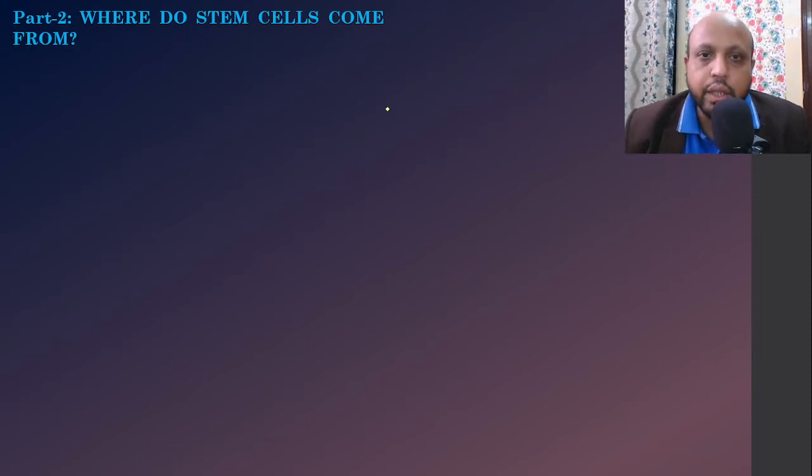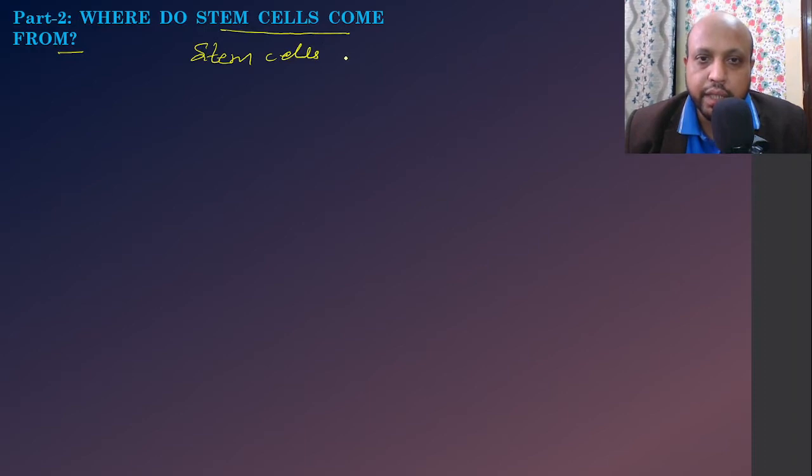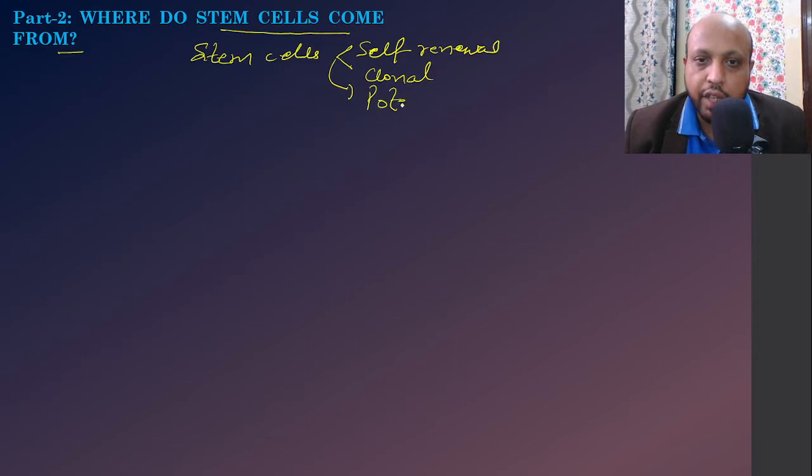Now in today's video we will discuss a very important topic: where do the stem cells come from. In my previous video, if you have not watched it, I described the properties of stem cells: they have a self-renewal capacity, they should be a clonal population, and they have potency, that is, they could be multipotent, pluripotent, and so on.